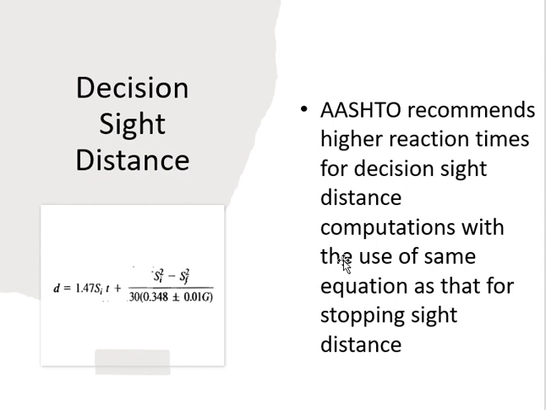Second part, the distance covered in deceleration or braking. Again, we did the whole derivation. It will not change. So I will still use the same equation. But which value will I change in this equation? Reaction time. The main difference between a normal stopping and a decision sight distance is the reaction time. Although we will use the same equation, the reaction time will be higher. Clear?